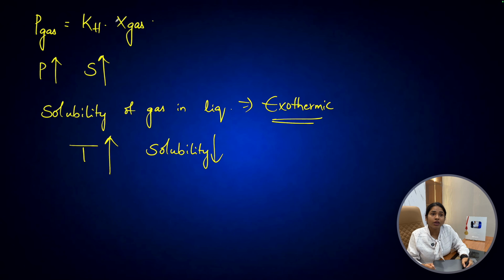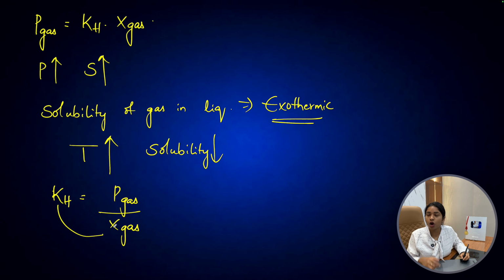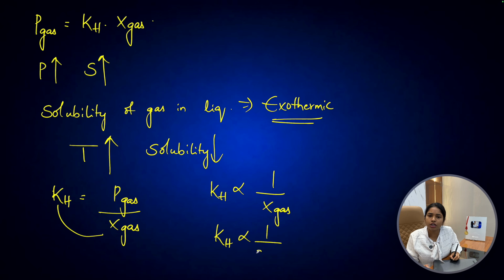Is it clear? Now here I want to say that KH is equal to the pressure of the gas divided by the mole fraction of the gas. So KH and mole fraction or solubility are inversely proportional; I can write 1 by X of gas. KH is inversely proportional to the solubility. So temperature is also inversely proportional to the solubility.